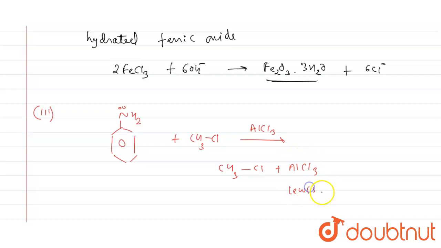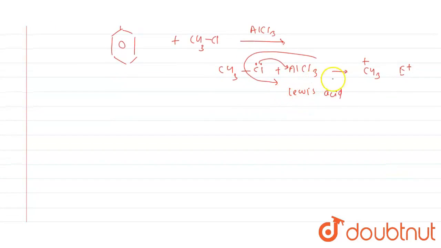It acts as a Lewis acid, and from chlorine it takes the electron pair and removes it, and generates the CH3 plus electrophile. This electrophile generated here, the CH3 plus, will attack the benzene ring and form a compound, and this is called the Friedel-Crafts reaction.